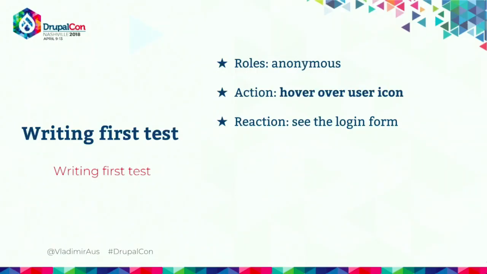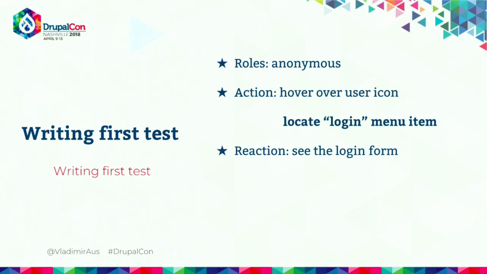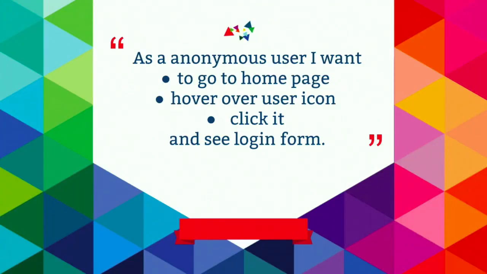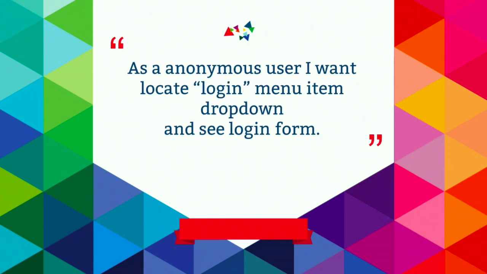So let's actually split our action into what we just did. We hover over user icon, we locate the login menu item, we click on it, and we see login form. Here's our story. As an anonymous user, I want to go to the home page, hover over user icon, click on it, and see a login form. Or we can rephrase it a bit better, saying, as an anonymous user, I want to locate login menu, drop down, and see the login, basically.